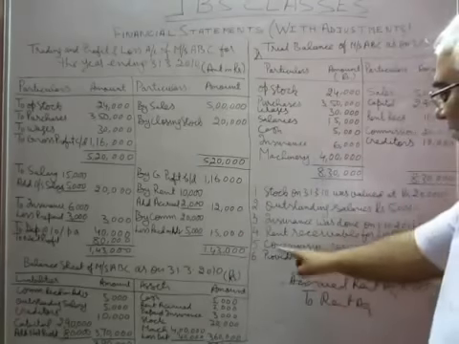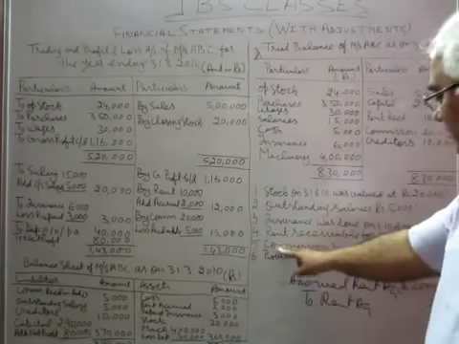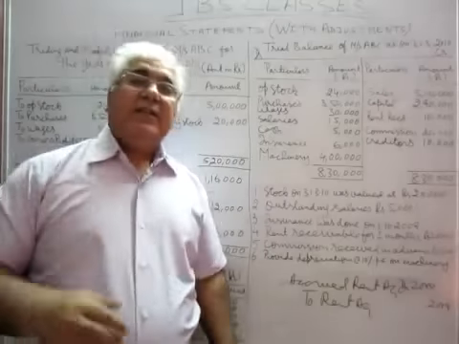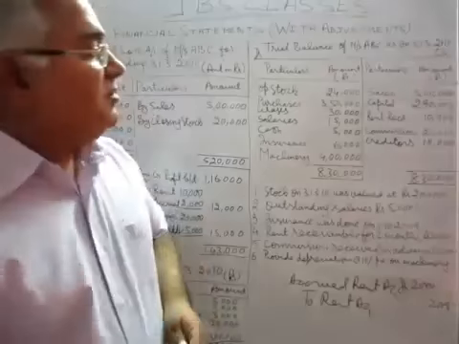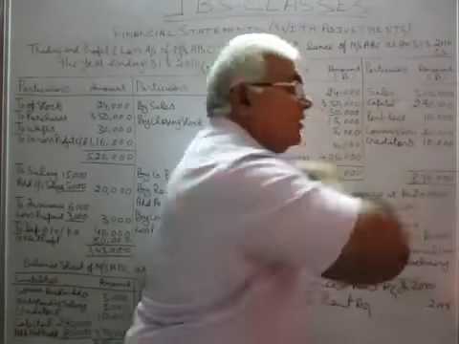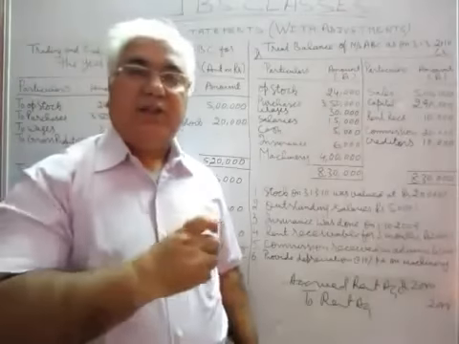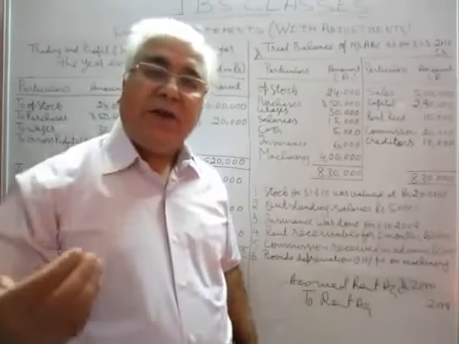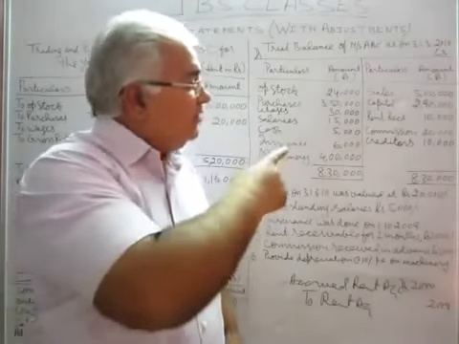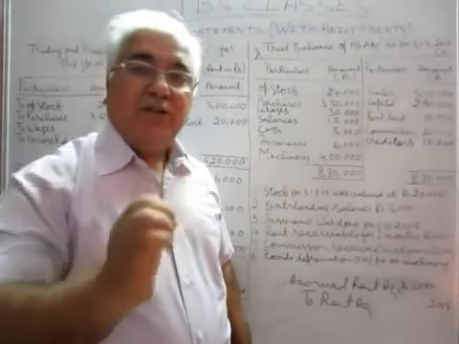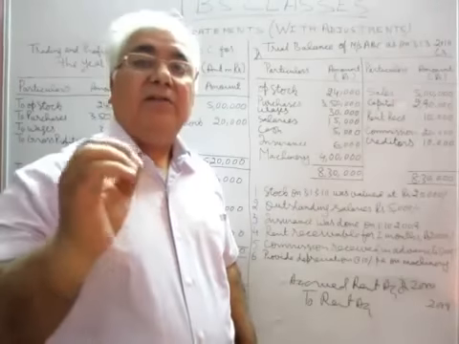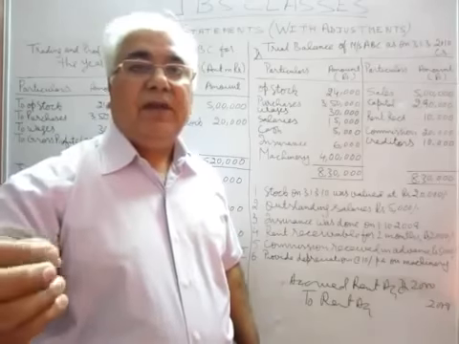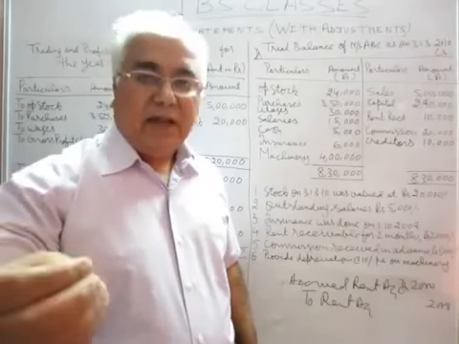And the last, fifth adjustment is commission received in advance, 5,000. That means we have received 20,000 as commission in this year. Out of this, 5,000 belongs to next year. This has been received in advance. Naturally, we have to show commission at 15,000, and commission received in advance is a liability. So it will be recorded as a liability.